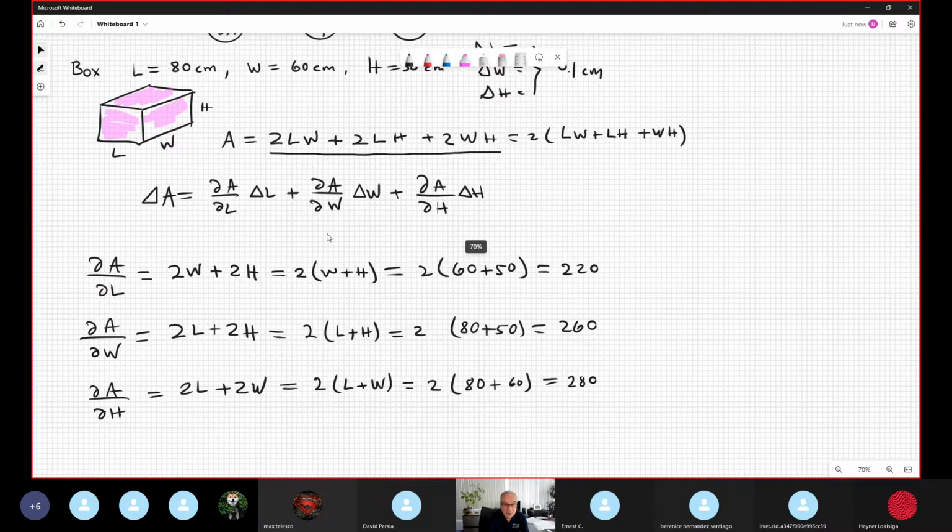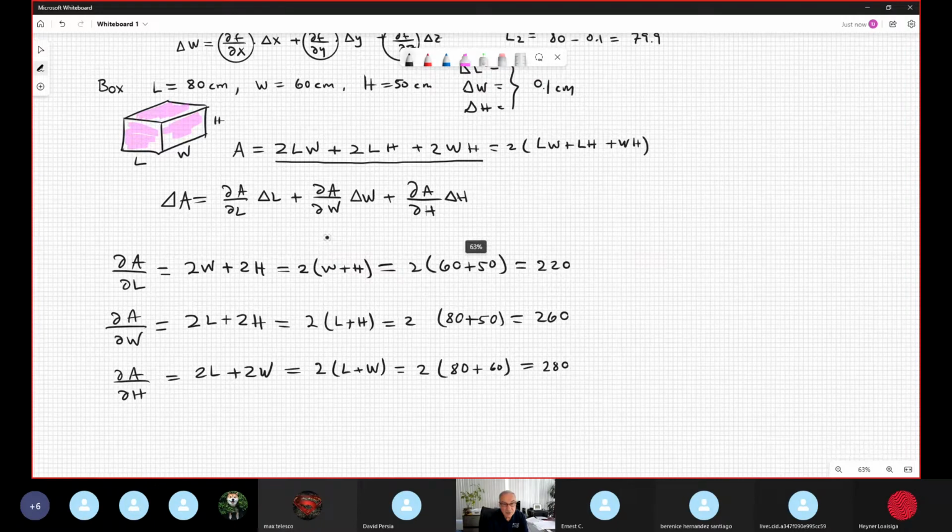So I come back. In this case, by coincidence, the error is the same because we're using the same instrument, no? Maybe. So now the error is 0.1 times the partial derivatives: 220 plus 260 plus 280. I get 76 centimeters squared because we are talking about area, no?